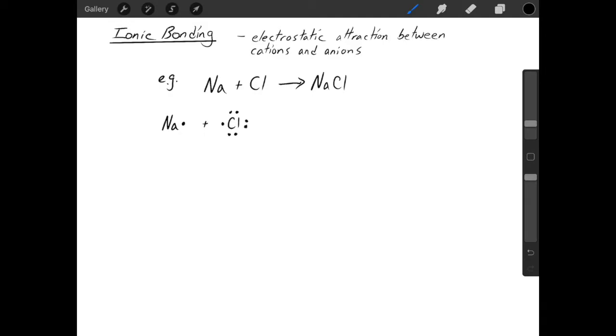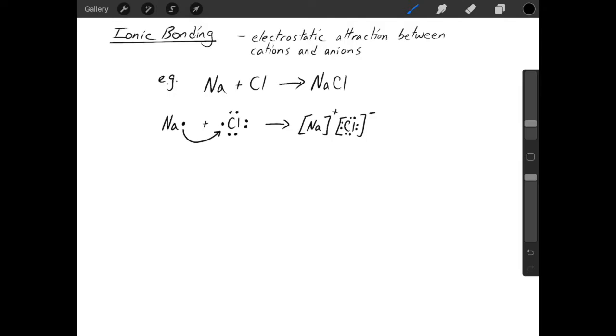When these two atoms interact, the sodium is going to give up its electron entirely to become positive, and the chlorine is going to take the electron to get 8 electrons and become negative. So sodium's electron is transferred to the chlorine. And because there are now 2 ions, one positive and one negative, there will be an electrostatic attraction holding the two together.